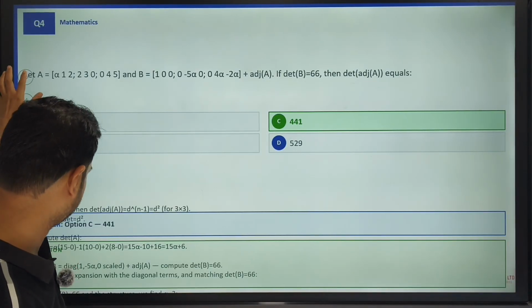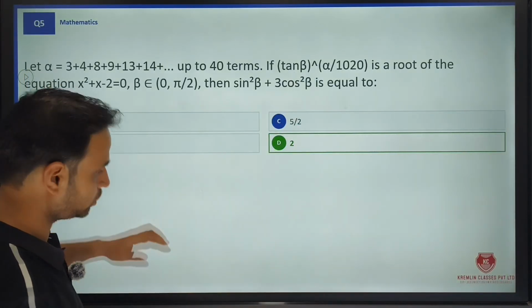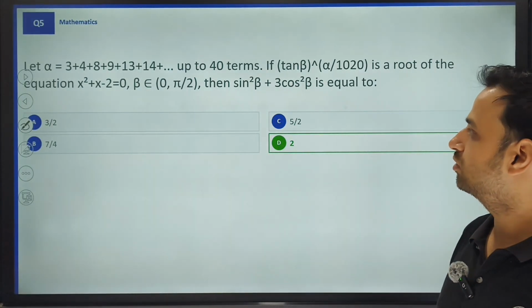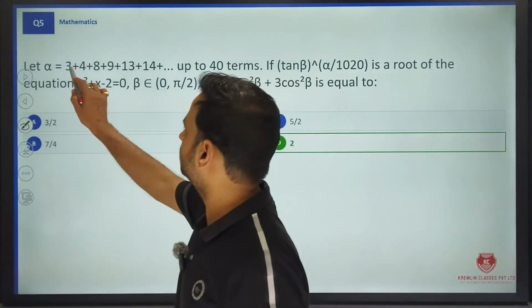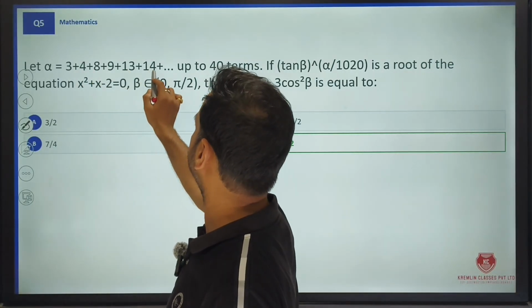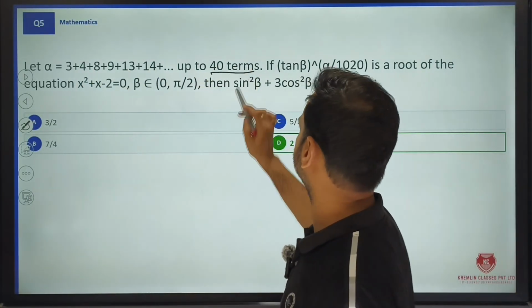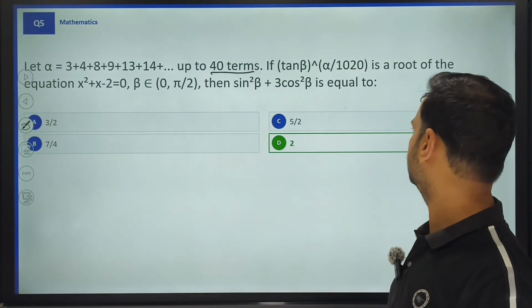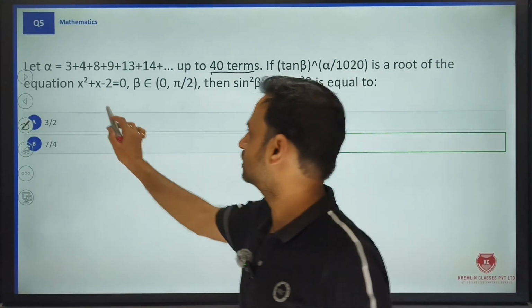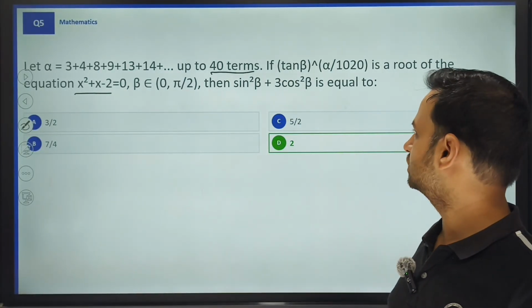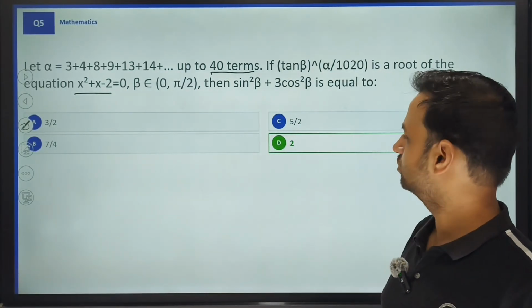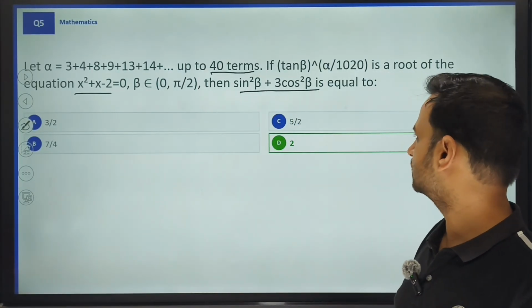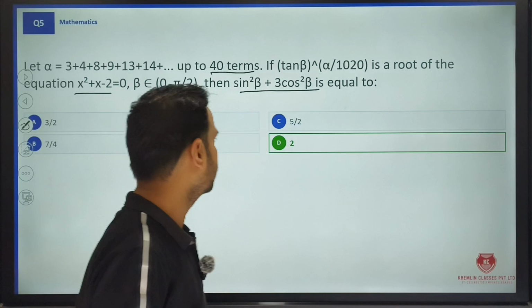So let us go to the next question. Fifth question. Yeah, we have come to the fifth question so quickly. Now the fifth question is given by alpha equal to 3 plus 4 plus 8 plus 9, 13, up to 40 terms. Then tan beta to the power alpha upon 1020 is a root of this equation. Beta belongs to 0 to pi by 2. So we have to find this one. Sin square beta plus 3 cos square beta.